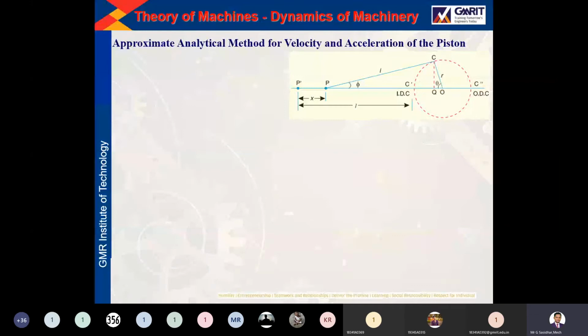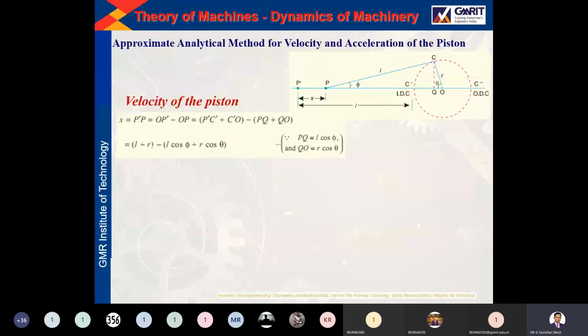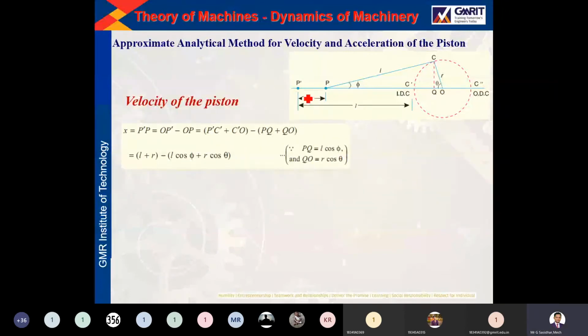This is the diagram again. Now we will first find the velocity of the piston, because we are doing everything for the piston only. Velocity and acceleration analysis for piston. From the diagram itself, how can I write the x value, the distance moved from P to P dash? They have taken that x is nothing but PP dash from the figure. Observe carefully, x is nothing but PP dash.